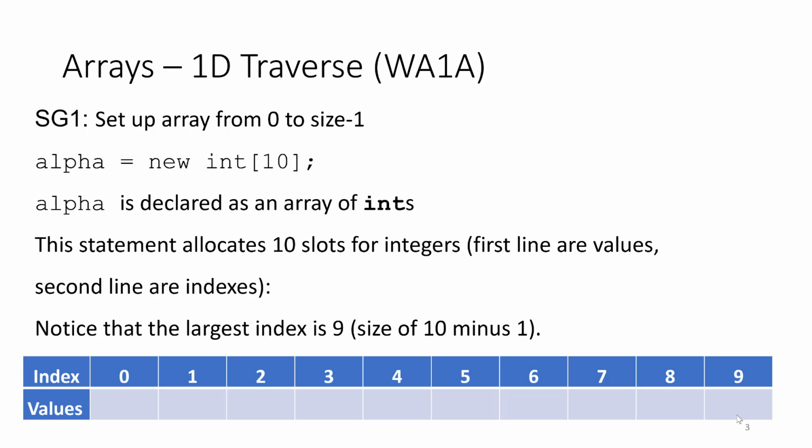Subgoal 1 is to set up the array from 0 to size minus 1. Here, alpha is equal to new int[10], so alpha is declared as an array of integers that will have 10 slots. Notice that the largest index is 9, which is the size of the array, 10, minus 1.